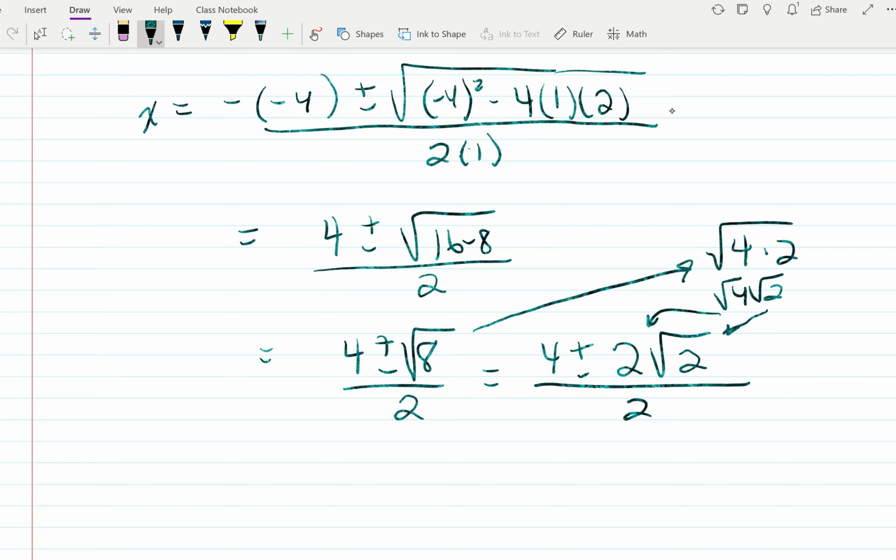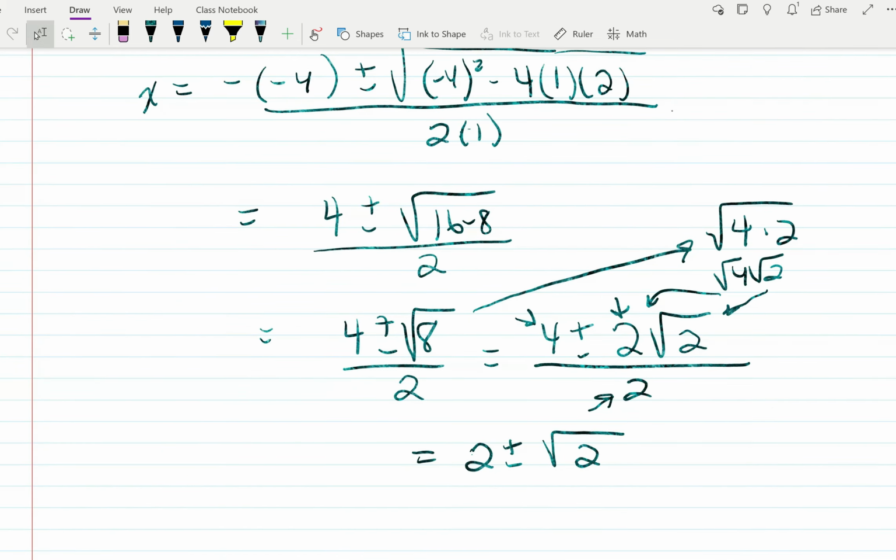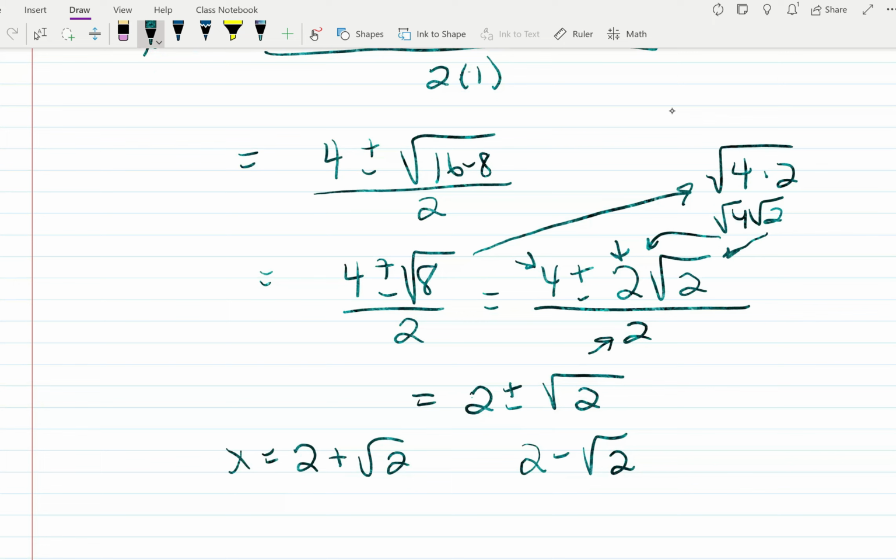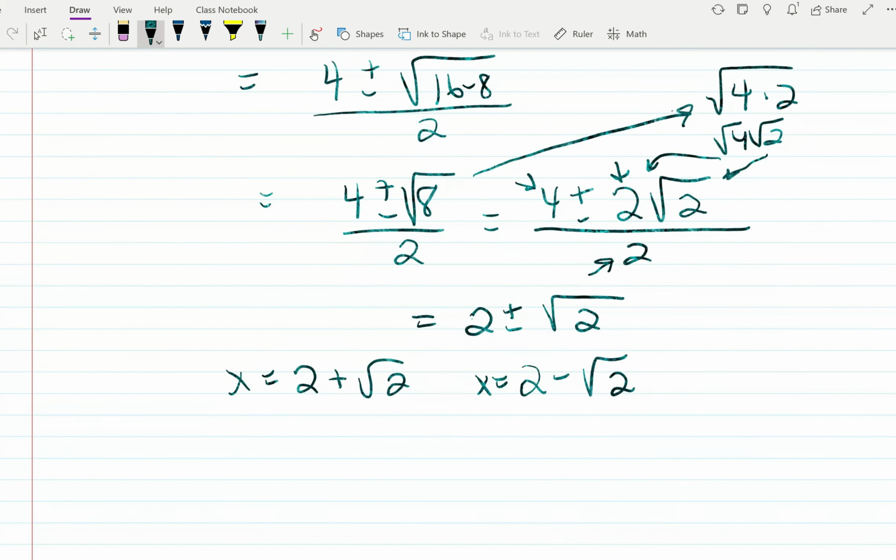Right, and then we can go ahead and simplify that a little further. 2 can go into each one of those. So 2 goes into 4 twice, goes into 2 once, and you can write a 1 there or not. And it goes into the 2 in the denominator once, and we don't have to write it over 1 because we know that just means what we have here. All right, so we have 2 plus the square root of 2 and 2 minus the square root of 2. These are the x values, just like in the last example.